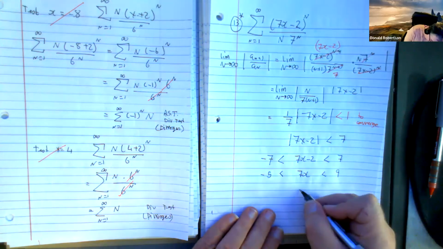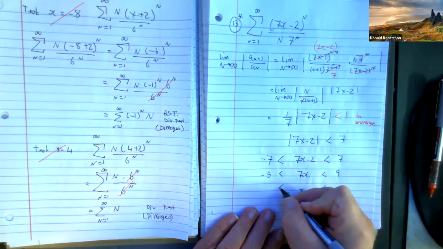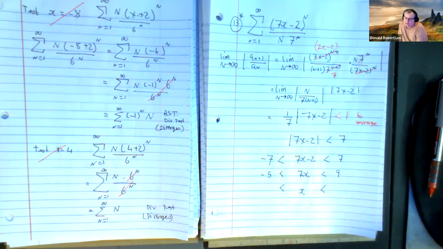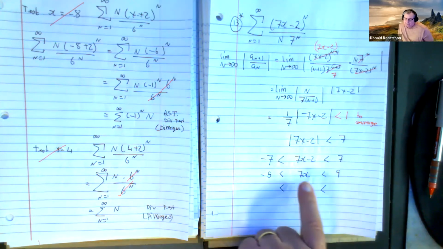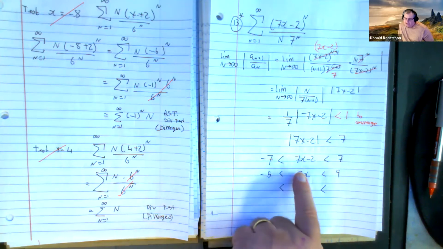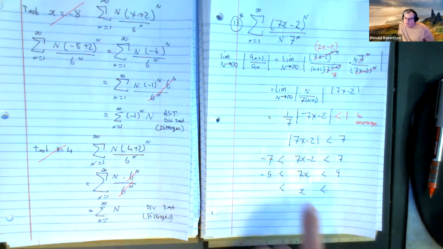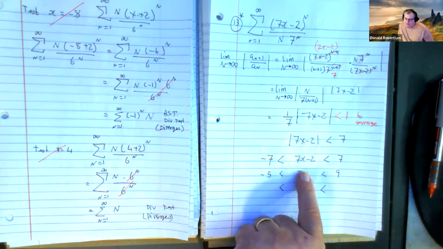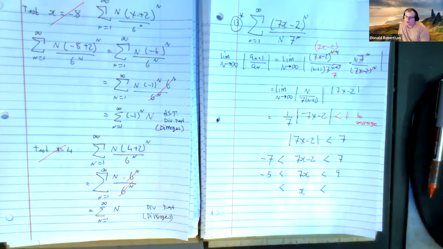And what do you think I'm going to do to all the sides to get x in the middle? So to get from here to here, I added 2 to everybody. What will I do to everybody to get 7x and turn it into just 1x?